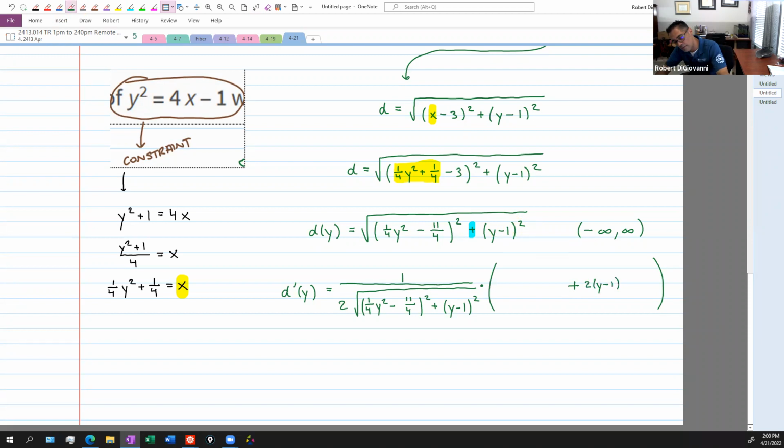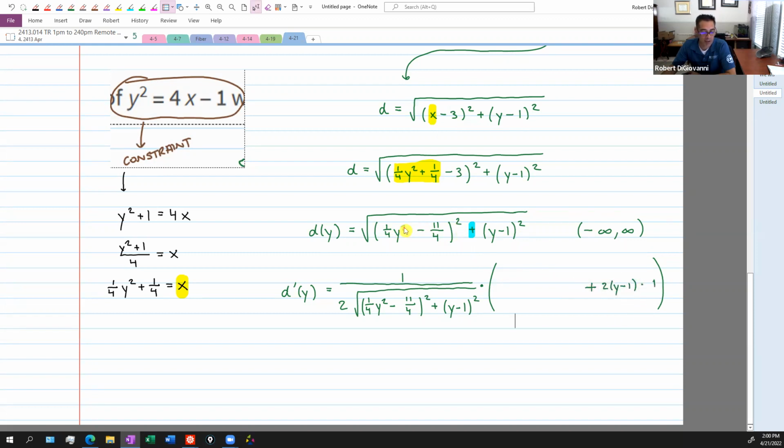y minus 1 to the first power times the derivative of what's inside, which is 1 because we're differentiating with respect to y, because y is the variable here. So that actually isn't that bad, is it? For the derivative of this one? This one is a little bit worse, but it's still not absolutely terrible.